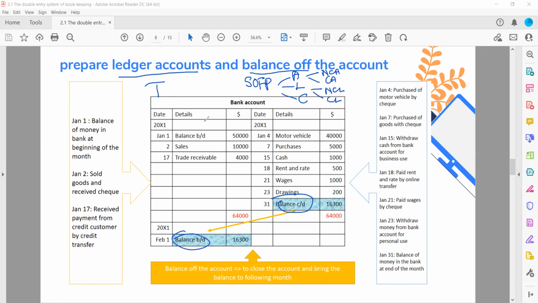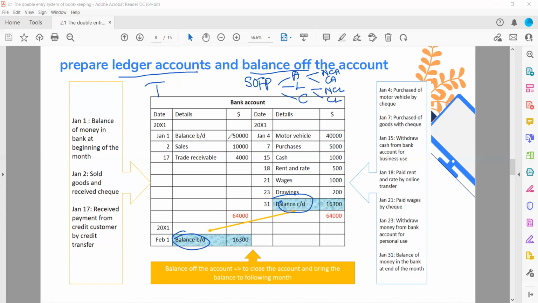So how are we going to read this account from the transaction in here? Because sometimes in the exam, they give us the T account, all the detail, but they ask us to describe the transaction in this. For example, this is a bank account. In the debit side, January 1st, balance brought down 50,000. What does it mean? This is the balance of money in the bank at the beginning of the month. So this is the month debit.